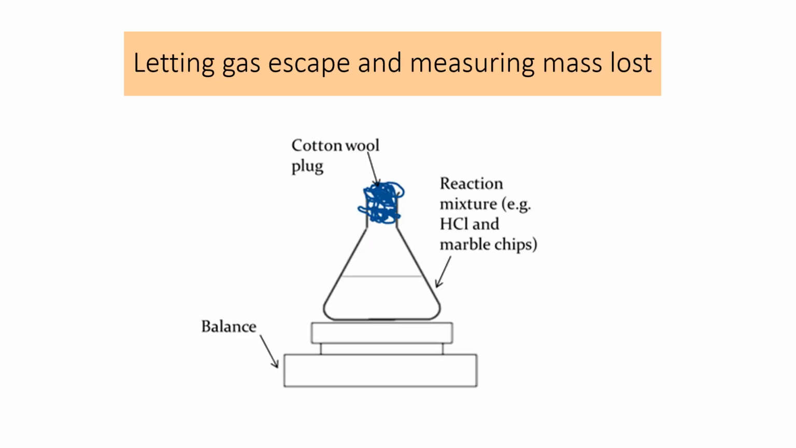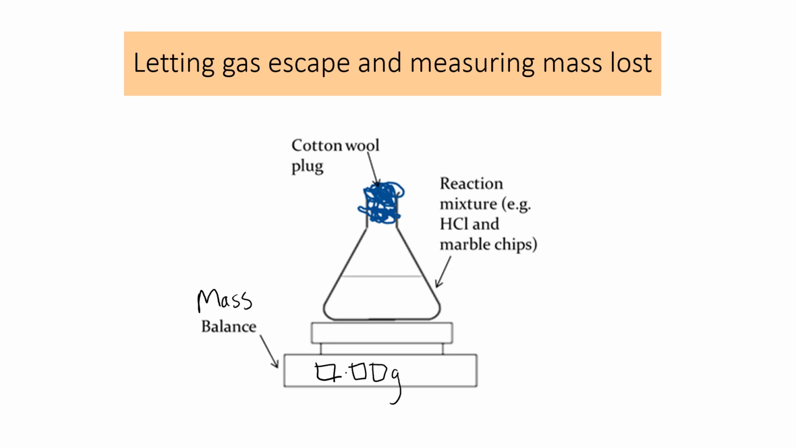If it's the reaction that's producing gas, the second way is to let the gas escape and measure the mass lost. This is the experiment that you would be using for that. So you have your reaction sitting on top of a balance. You can put numbers on here to show that it is a mass balance, or you can just label it as being a mass balance. At the top of the reaction, you need a cotton wool plug drawn in there.